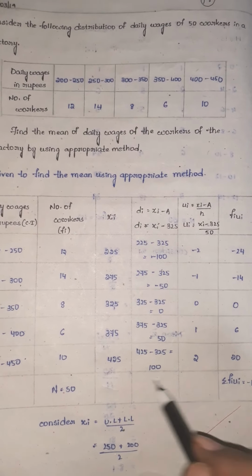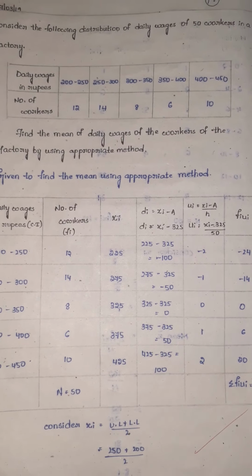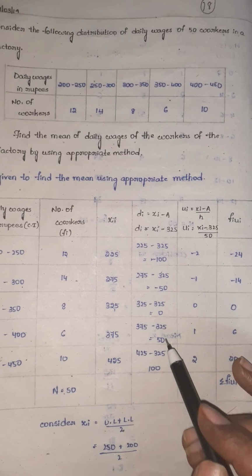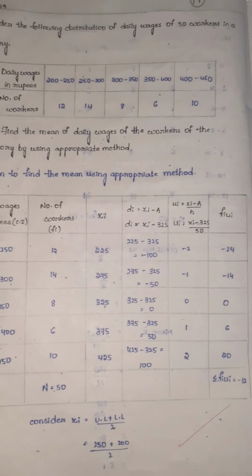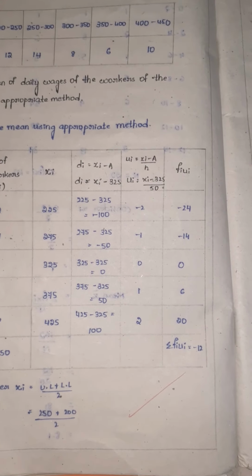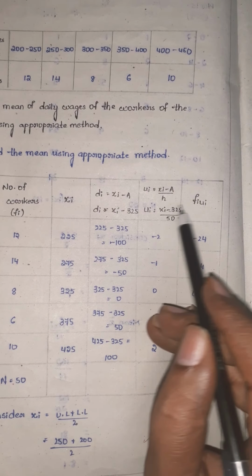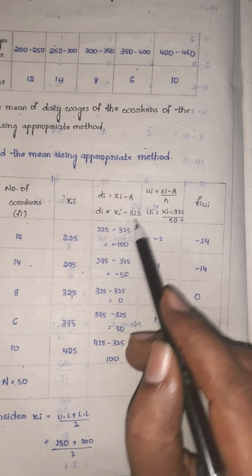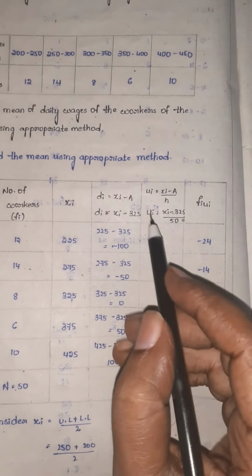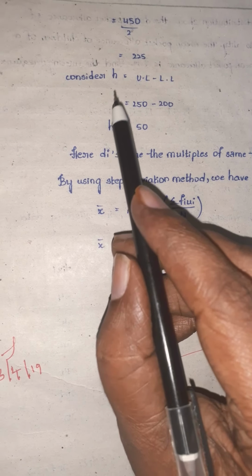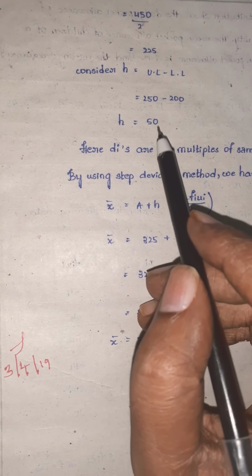So here all di's are multiples of the same number. All are multiples of 50 only. So that's why I use the step deviation method. Now calculate ui equals xi minus a by h. Xi minus a, where a we have taken as 325, by h. What value of h did we get? Upper limit minus lower limit, since the class size is the same. 250 minus 200 is 50.